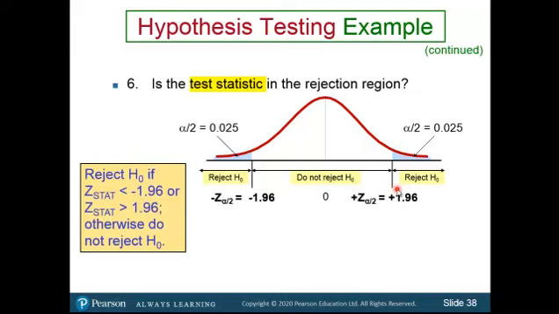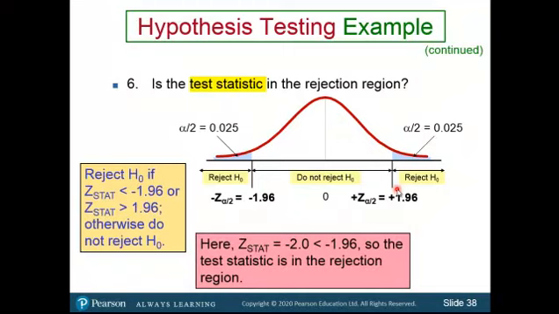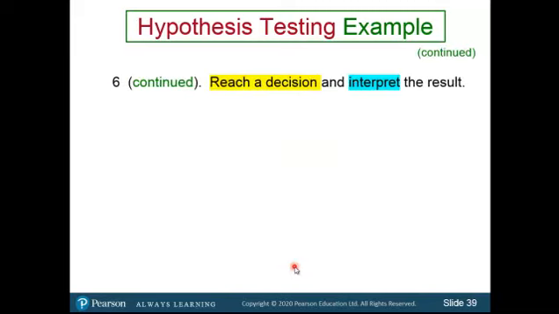And from our calculation, Z-stat is equal to negative 2.0. This negative 2.0 falls into the rejection area to the left, which is less than negative 1.96. So since the test value is less than negative 1.96 and falls into the rejection area, our decision is to reject the null hypothesis.